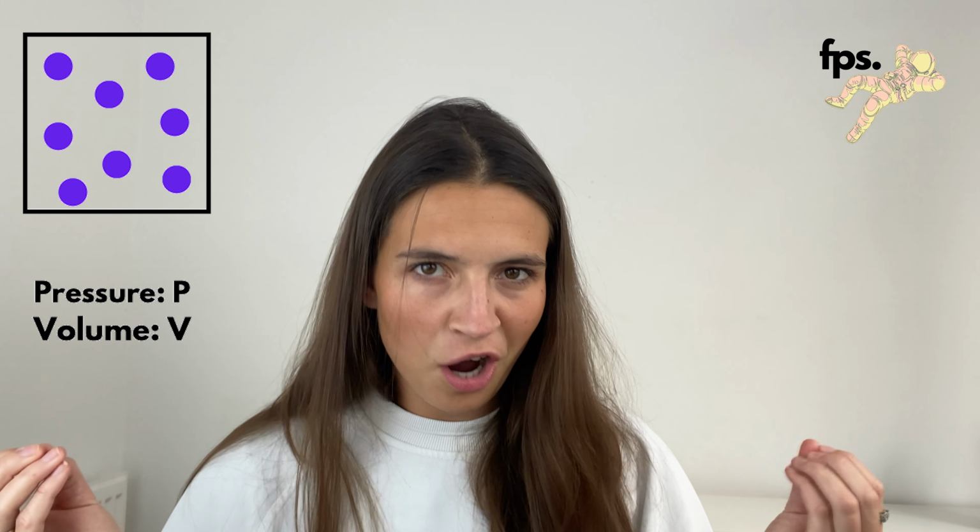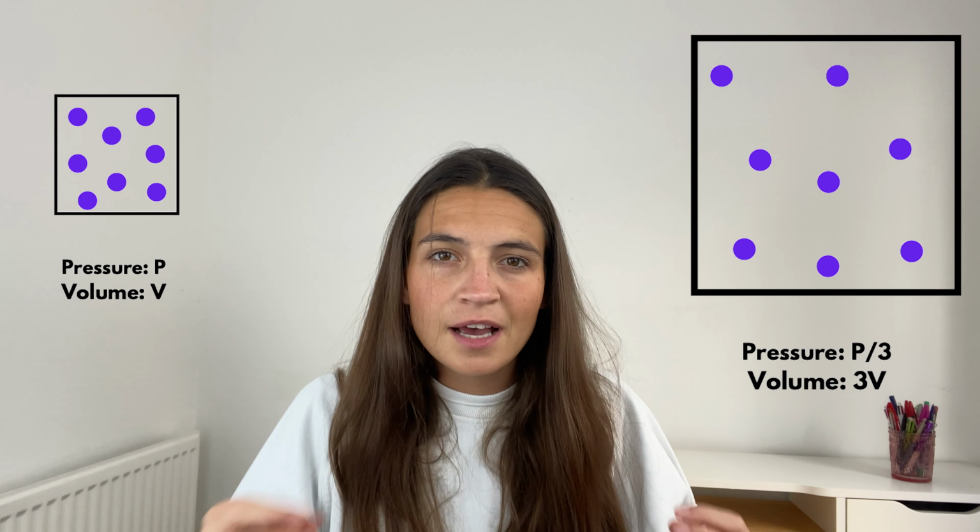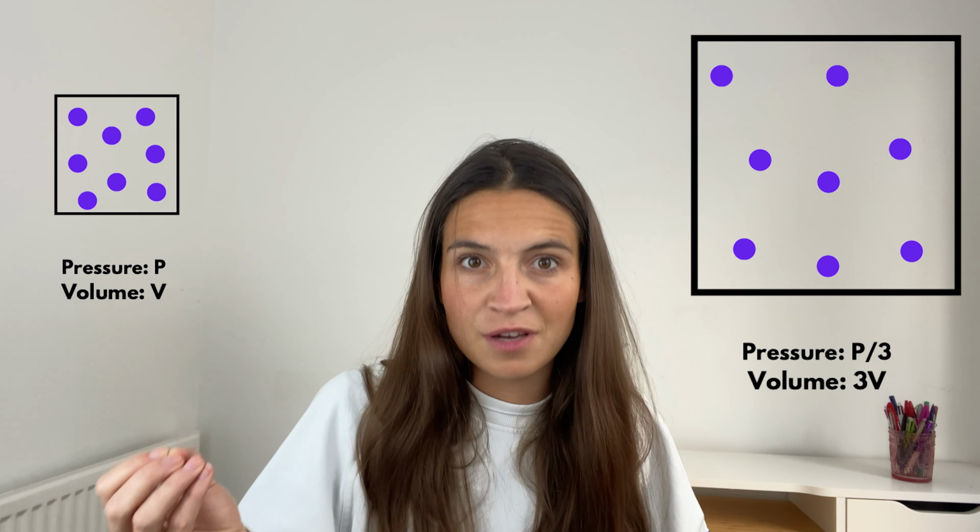So if I take a container of gas and I halve the volume, the pressure will double. Now, if I take a container of gas and increase the volume by a factor of 3, the pressure will drop to 1/3 of the original pressure.